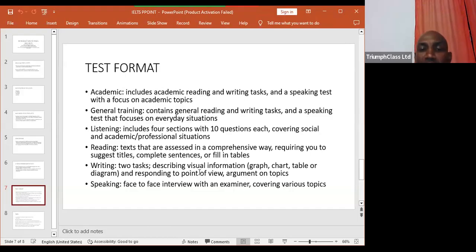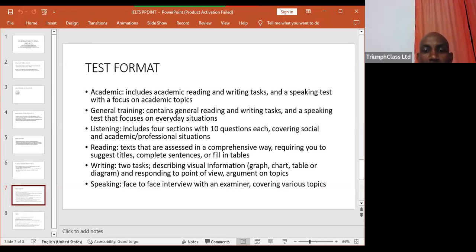We have describing visual information. This visual information is always presented in graphs, charts, or tables, or diagrams, and responding to the point of view or argument on topics. So it involves writing, and you are given two tasks. And you can see the information presented in the form of charts, graphs, tables, or diagrams. We have examples of these that we shall be looking at, and we see how to answer them.